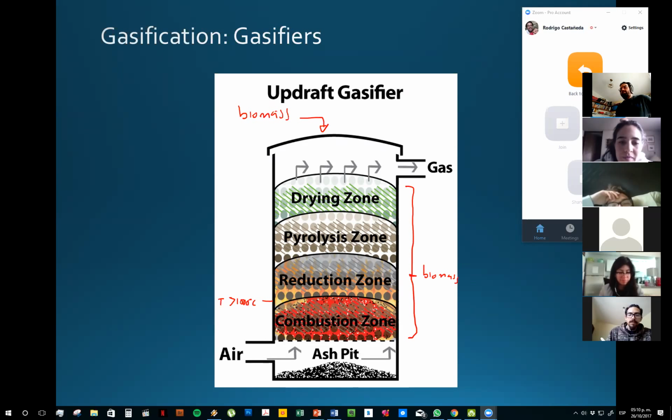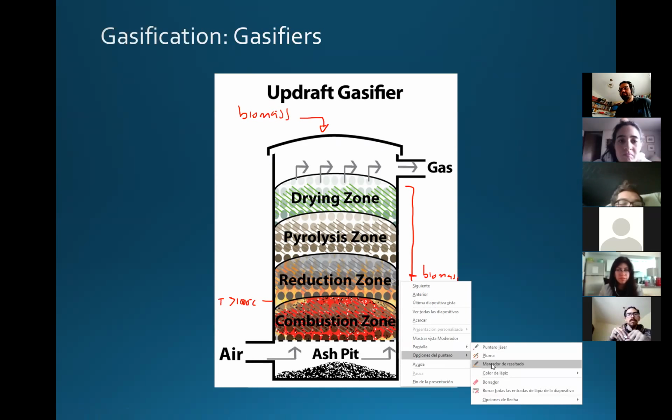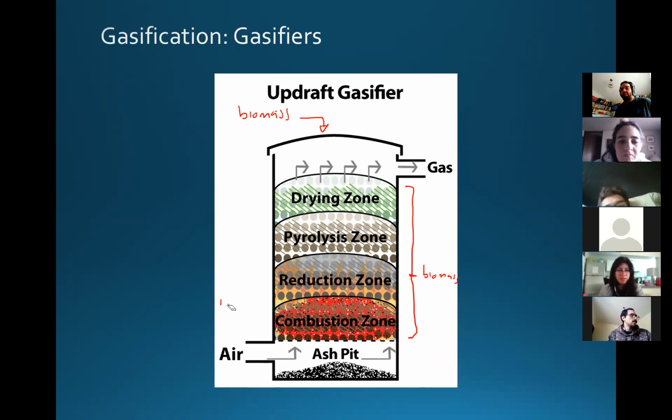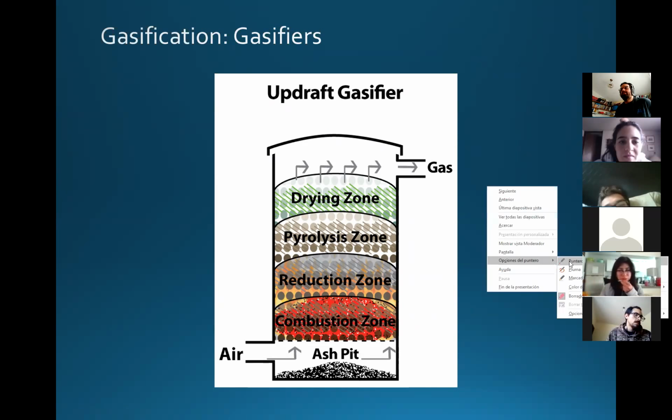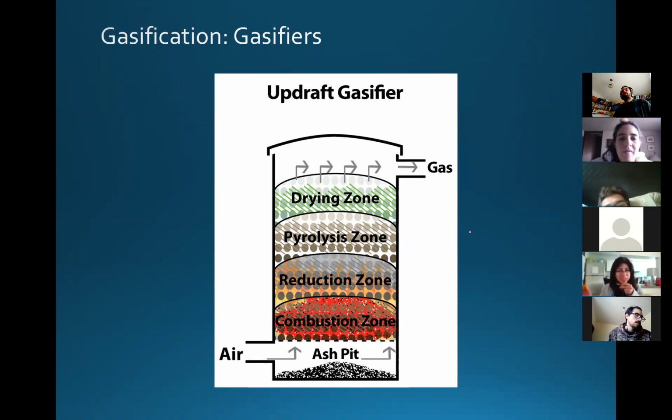Okay, so I don't know if you heard anything about this particular gasifier. Did you? Should I begin again? The last thing I heard was that biomass was dropped from the top. Okay, so yeah, that one. The biomass is going to be filled by the top of it, okay? And this complete thing is going to be packed with biomass.